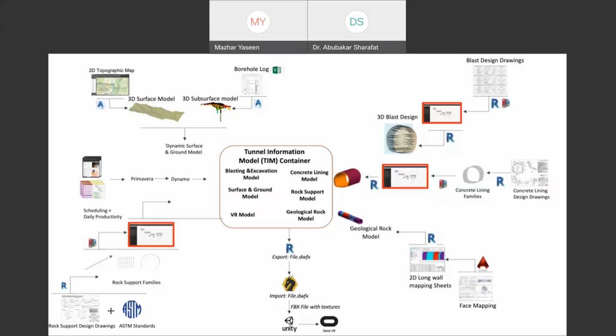So we can go for the multi-model based approach, in which the different models can be established in different software and then integrated together. For the alignment of the tunnel, or the borehole data, it's very good if we can use Civil 3D. But for the quantity estimation and visualization of the quantities of the rock support, Revit is a good tool. For the face mapping, 2D AutoCAD is good enough. And then we can do the scheduling through Primavera, or even in Dynamo. Through Dynamo, we can import into Navisworks, or we can do it directly in Navisworks.